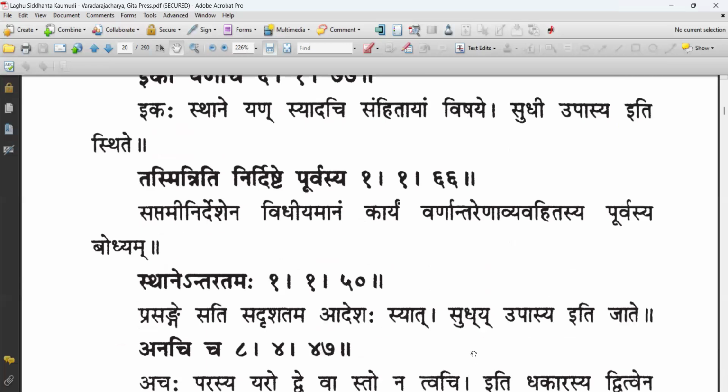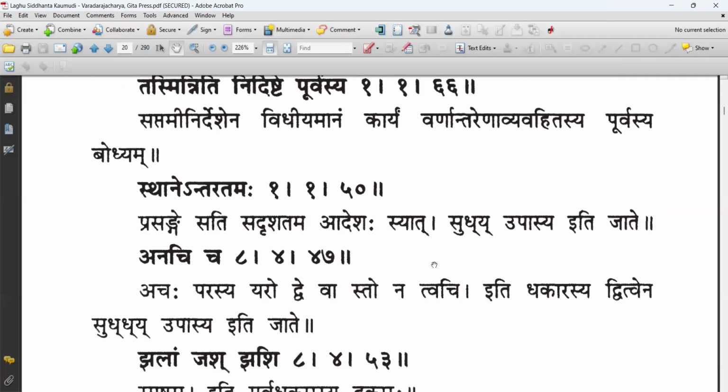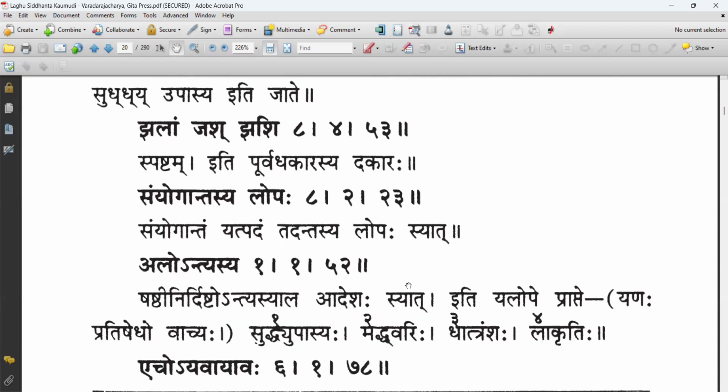You see the cursor, Sudhya Upasya. So it was Sudhi. Now the E got converted into Ya, because Ik becomes Yan. E, U, Ril, Ri correspondingly converted into Ya, Va, Ra, La. So Sudhi becomes Sudhya, and Upasya was as it is. Sudhya plus Upasya is equal to Sudhyupasya. Go below. Sudhyupasya will be the outcome.